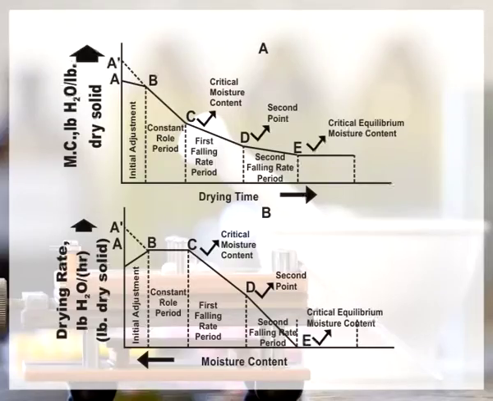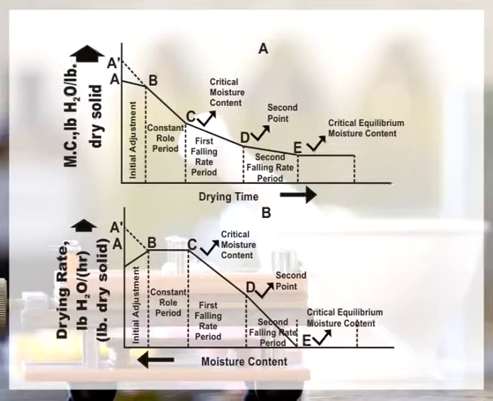Depending on external conditions and the internal mechanism of fluid flow, solids show different drying patterns. A typical drying cycle of a solid can be divided into distinct zones: initial adjustment period, then constant rate period, then first falling rate period, then second falling rate period. The first stage is the initial adjustment period. This is a drying curve, which is plotted between the moisture content versus the time of drying.